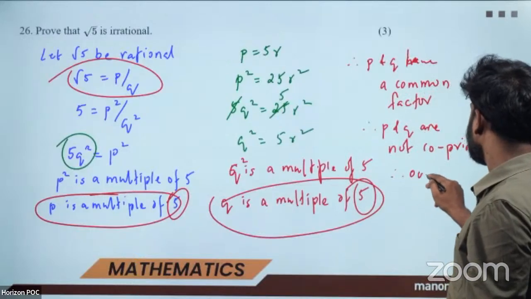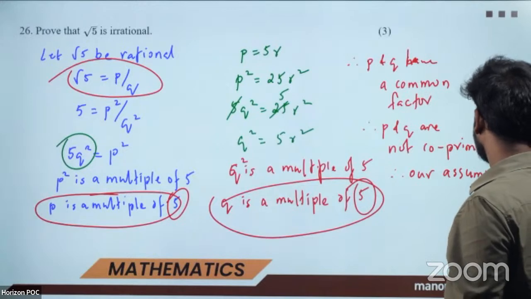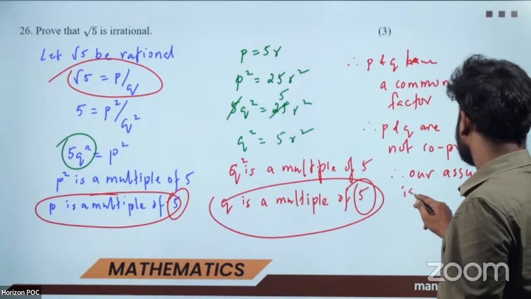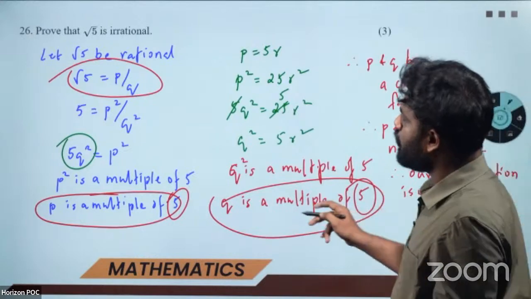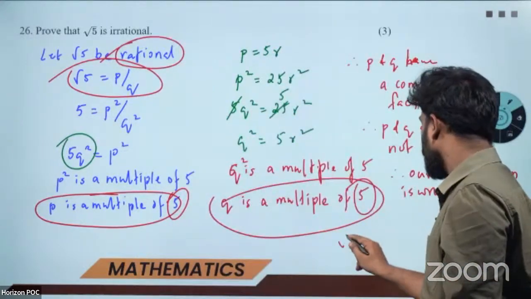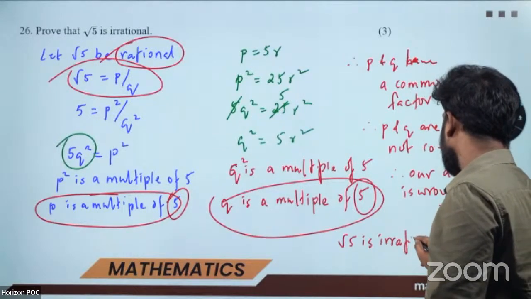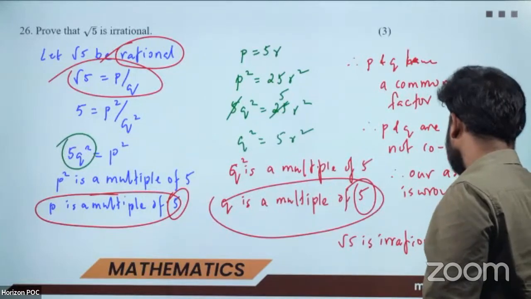Therefore, our assumption is wrong. Our assumption that root 5 is rational is wrong, so we have to write root 5 is irrational. Clear? So these are the steps that we have to follow.